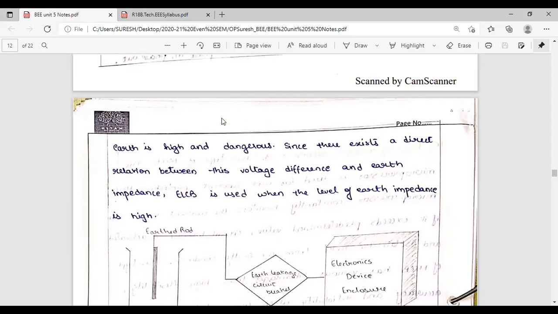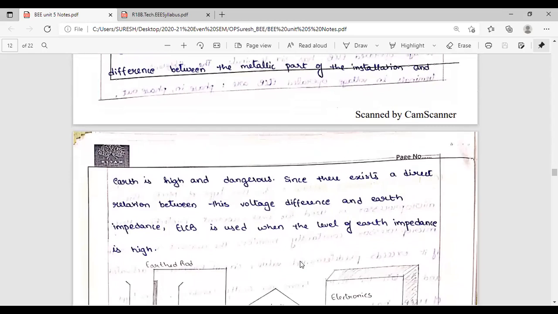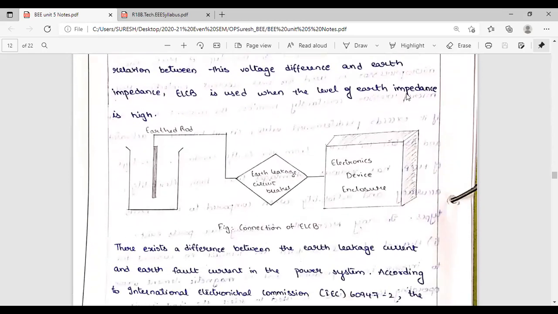See, when there is leakage current, the voltage difference between the metallic part of insulation and earth is high and dangerous. Since there exists a direct relation between the voltage difference and the earth impedance, because I is equal to voltage by impedance, ELCB is used when the level of earth impedance is high. When earth impedance is high, what will happen? What I have told, impedance should be 0 for earth. Then only the entire current will be grounded. But when the impedance is high, then some current will flow.